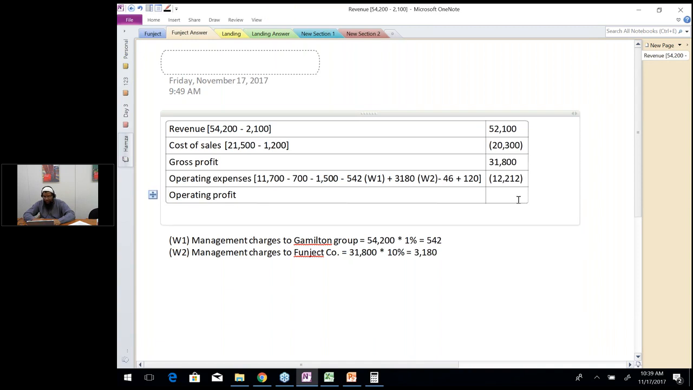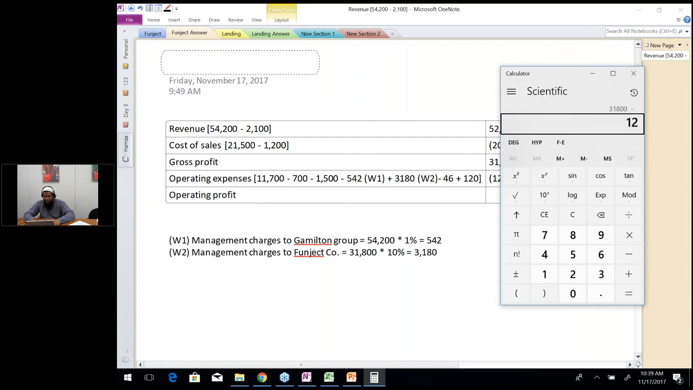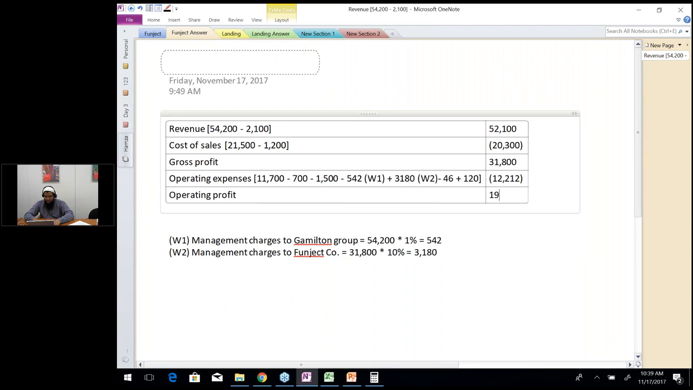So this means the operating expense is going to be 31,800 minus 12212, which is 19588. So this is the final operating profit that is relevant to us for the aspect company. These are the operating expenses which are relevant to us being the Funjet company.